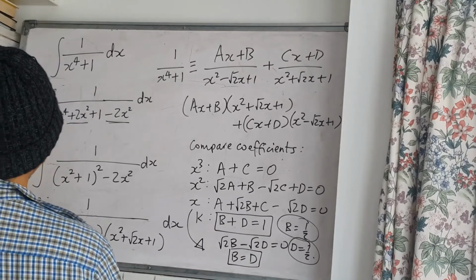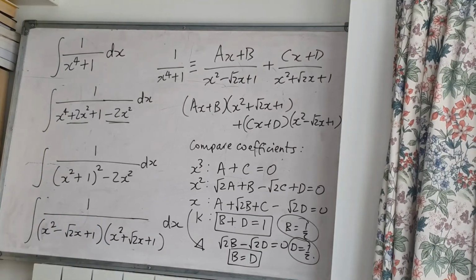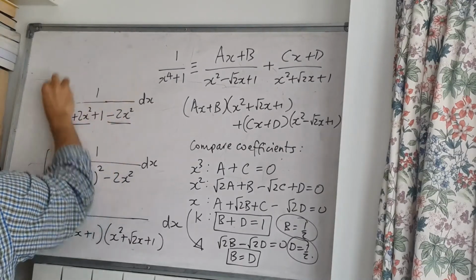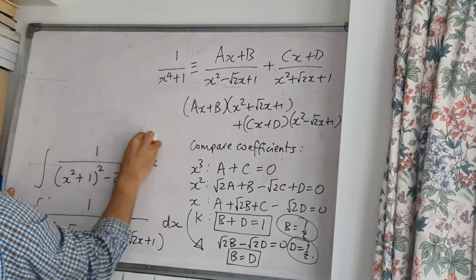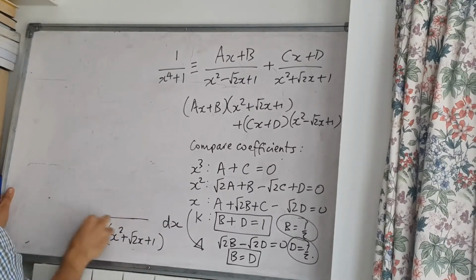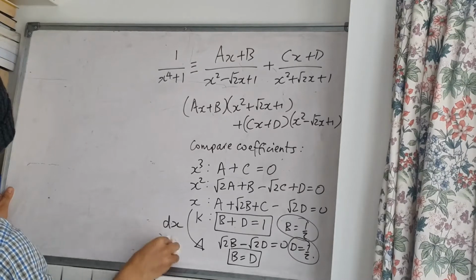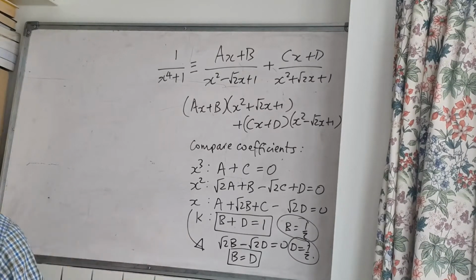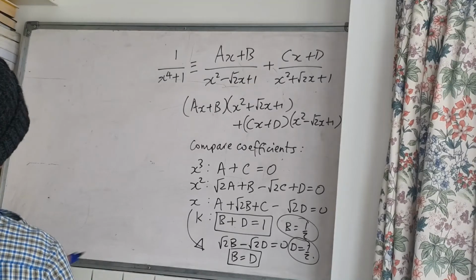Now we can use the second equation. I'm just going to rub this off. So you know that a plus c is equal to 0, and you know that b is equal to d, and that b and d are each a half. So we're just going to substitute the b and d into equation 2, the x squared.